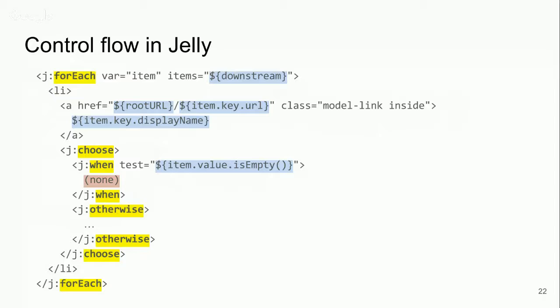So for example, that link item.key.url just calls the getKey method and then the getURL method, expecting that a string is returned or a type that can be converted to a string. The same with display name, key value, and in that last blue highlighted element, you can see how we're calling a method. For simple text output, you just write it into the document, as you can see highlighted in red.